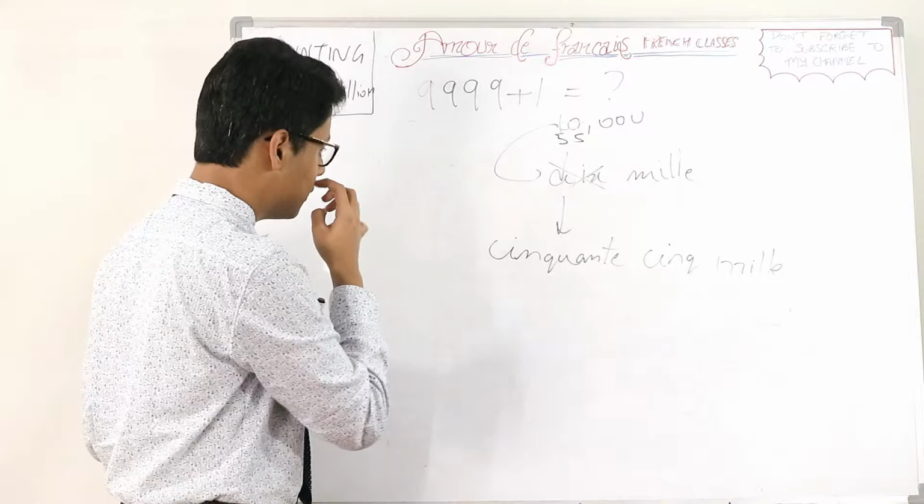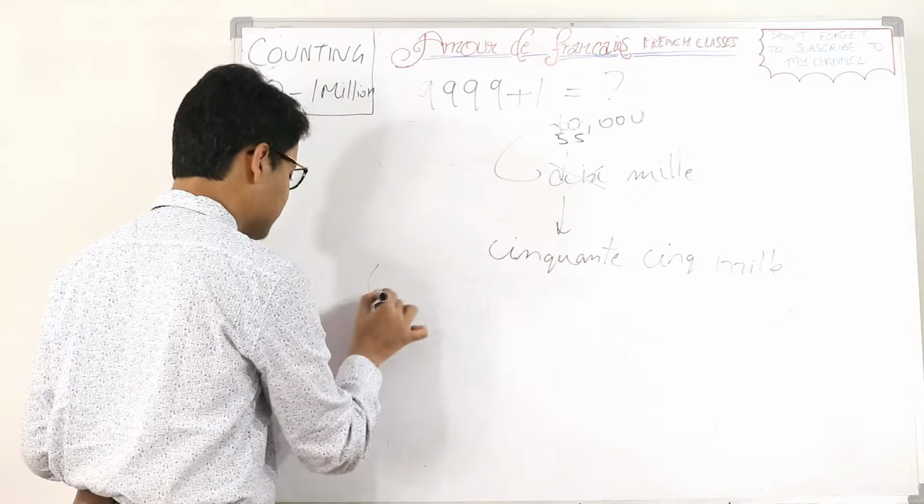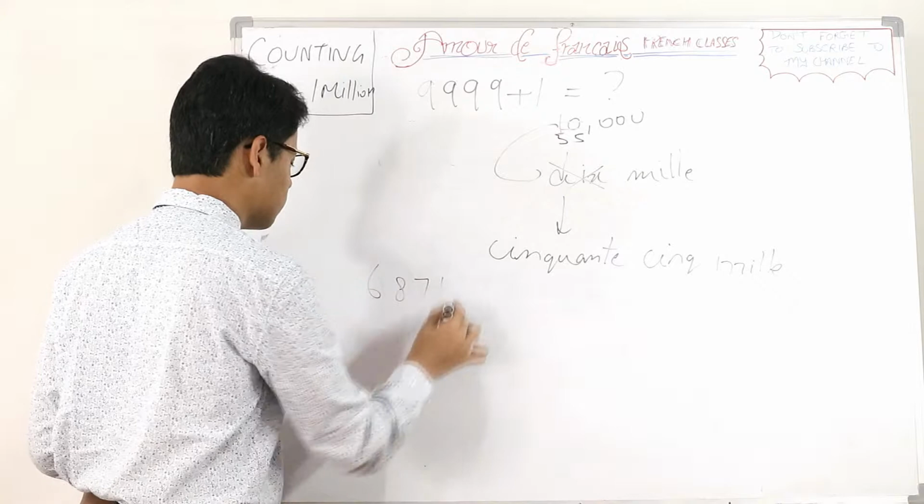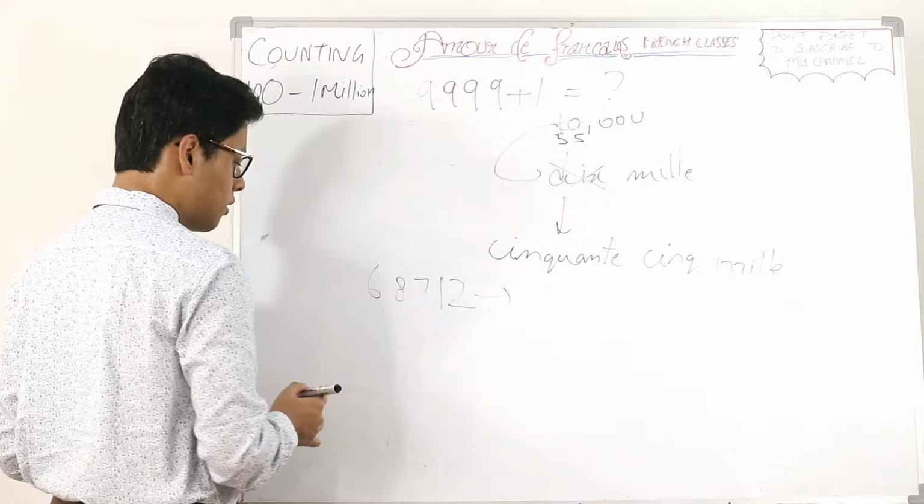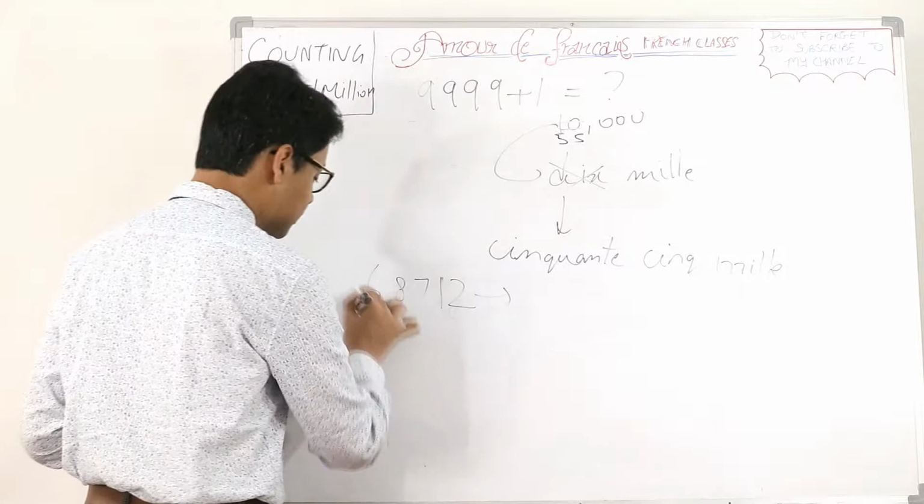Let's take 68,712, a 5-digit number. Okay, fine. So 6 is in the 10,000 place. 8 is in the 1,000 place. So 68.